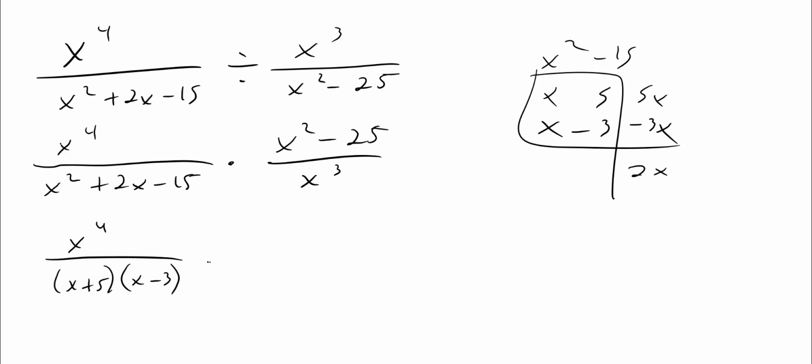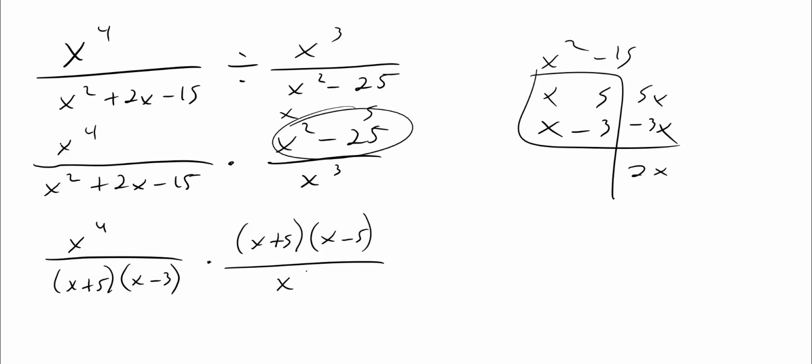Okay, and then times, what is that? That's the difference of 2 squares. So it's just an x and a 5. So it's x plus 5, x minus 5 over x cubed. Okay, so let's start canceling out. X plus 5, x plus 5.